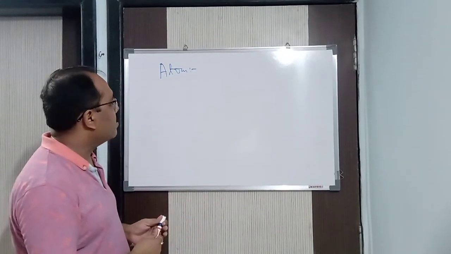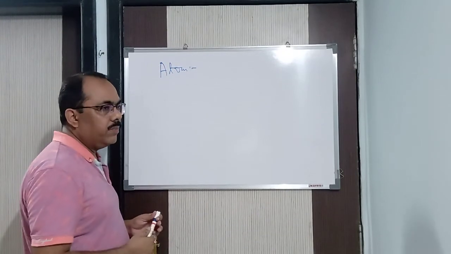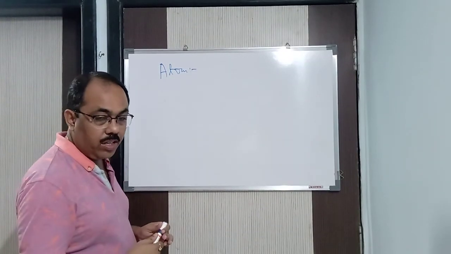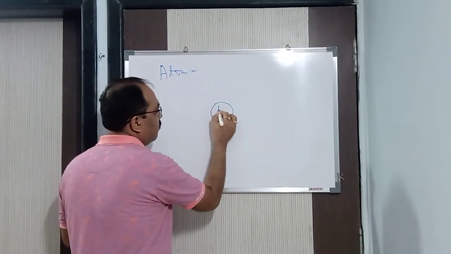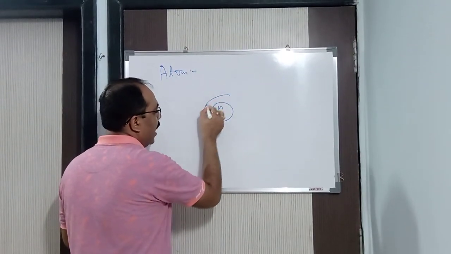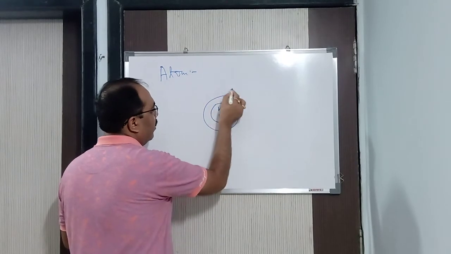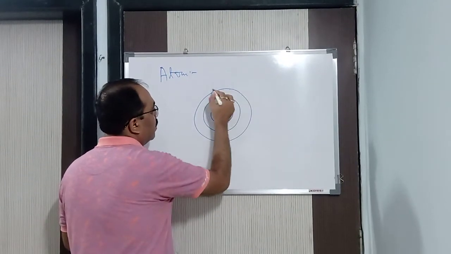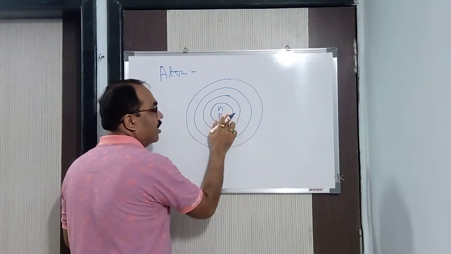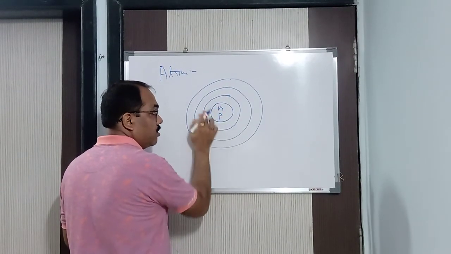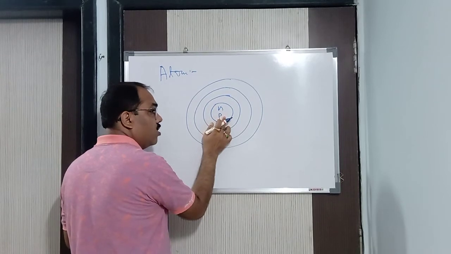Now next, we know that an atom is made up of two parts. What are they? It is made up of the nucleus, which consists of neutrons and protons, and outside the nucleus we have the extranuclear part. This is called the extranuclear part. What I said to you, this is nothing but the nucleus, which consists of neutrons and protons.